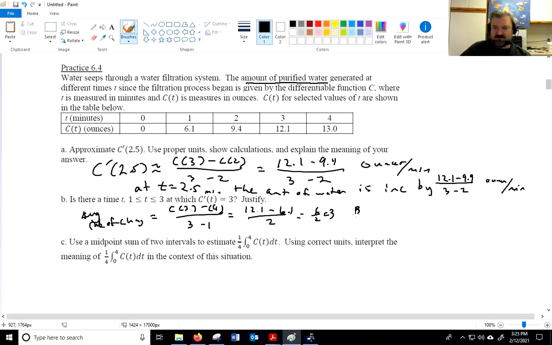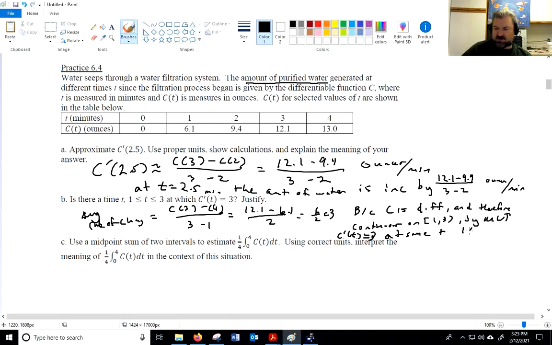So because c is continuous, well, let's just say we know it's differentiable. It told us that, and therefore continuous on the interval from 1 to 3, by the mean value theorem, c prime of t equals 3 at some t, 1 less than t less than 3. I'll be more strict than they said.